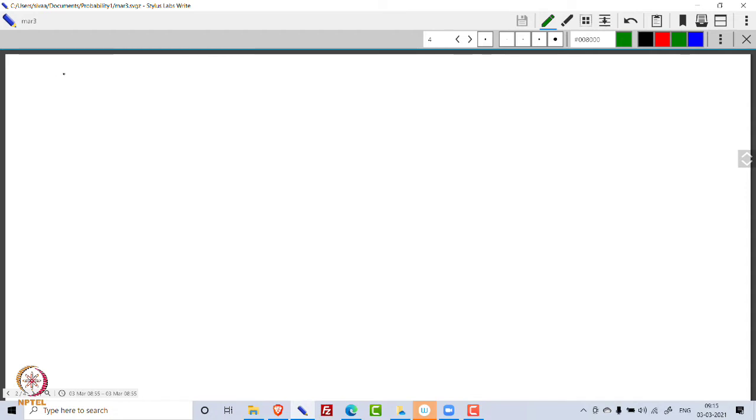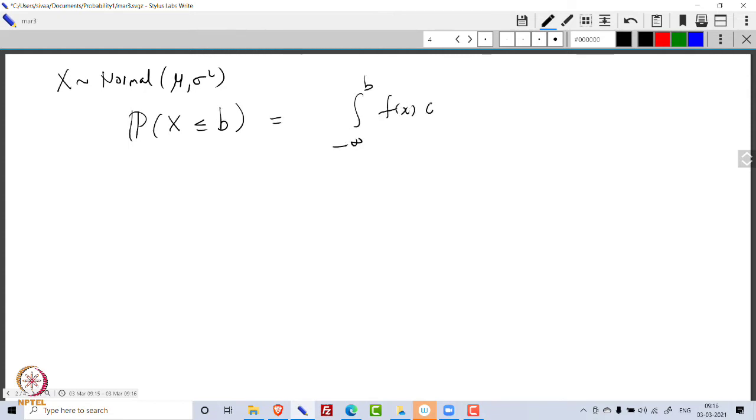Suppose I have x is normal mu sigma squared. Then the probability of x less than or equal to some number, let's say b, is equal to what? Minus infinity to b f of x dx, which is the same as the integral from minus infinity to b of e to the minus x minus mu the whole squared by 2 sigma squared, divided by sigma times square root 2 pi, dx. That's the density function of x.